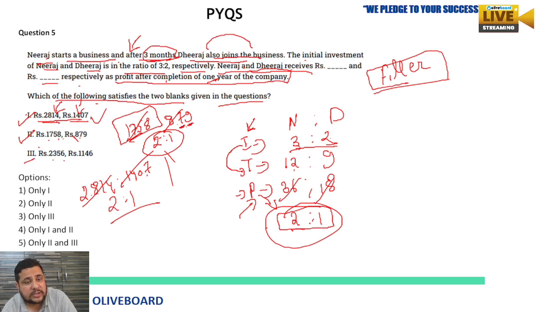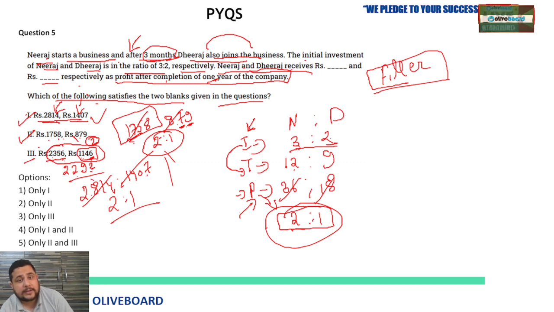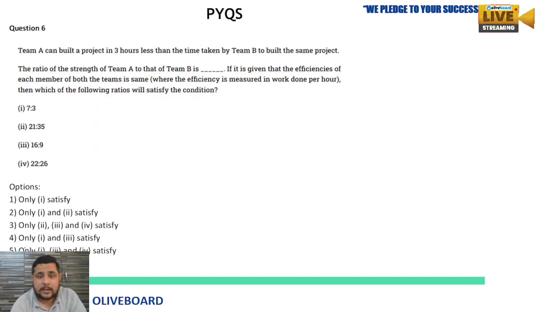Now the third one, 2356, 1146. Here you can easily see the double of 1146. The last digit is 6, double of 6 is 12, which means the unit digit must be 2. But here you can see 2356. So 1146 twos are 2292. But here 2356 is given. So it is not following the ratio of profit which must come as per the given data. So we can say that the third value is not satisfying this condition. So only the first and second would be our answer, option 4. I hope you understood it well. Let's move on to the next.